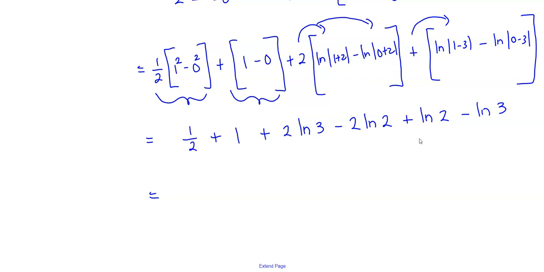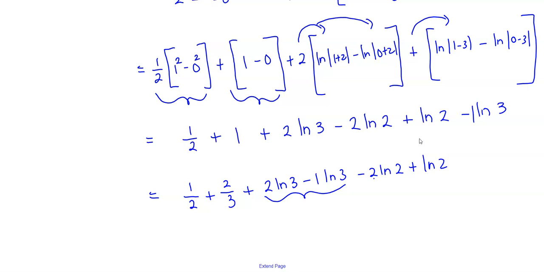So are there any things that we can combine? Well, we know that we have 1/2 plus 1. So that's the same thing as 1/2 plus 2 over 2. Plus, let's see here, we have the natural log of 3. So 2 times the natural log of 3 minus 1 times the natural log of 3, because that's a 1 in front of there. And then minus 2 times the natural log of 2 plus the natural log of 2. So we can combine these, and then we can combine those two.